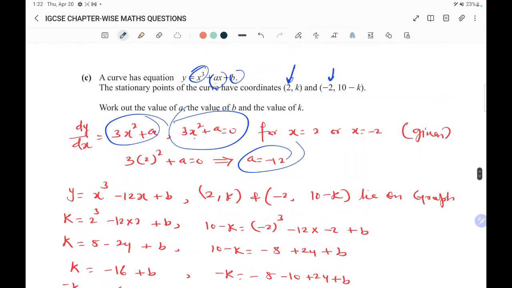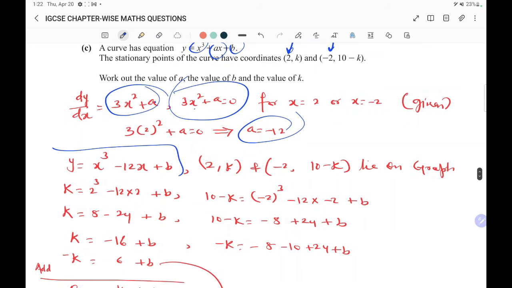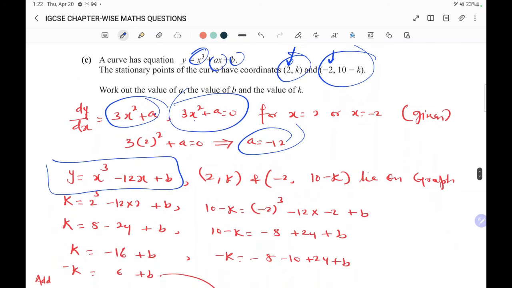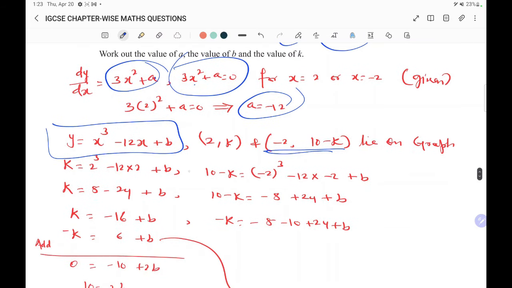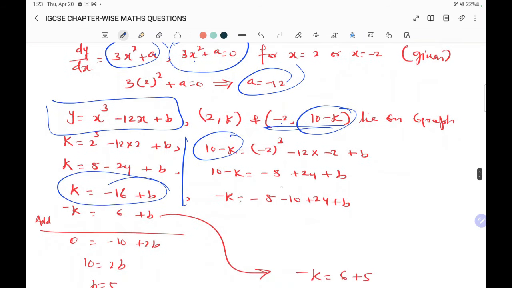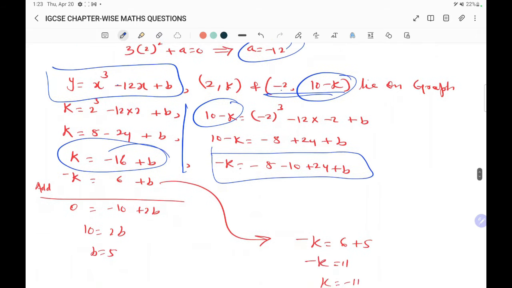Now your equation is y = x cubed minus 12x plus b. These points lie on the curve, since they are stationary points, so they satisfy the equation. Put y as k and x as 2, and put y as 10 minus k and x as minus 2. Putting y = k and x = 2, you get 2 cubed minus 12 times 2 plus b. When you put x = minus 2 and y = 10 minus k, you get another equation.